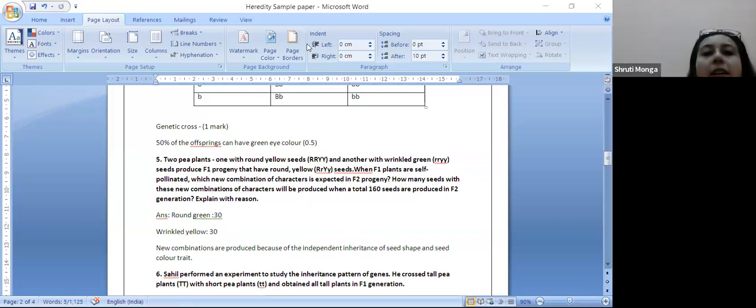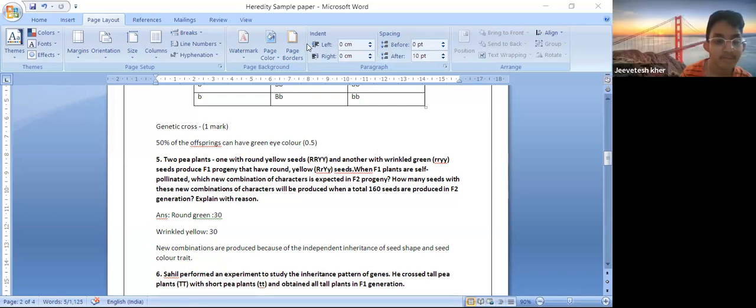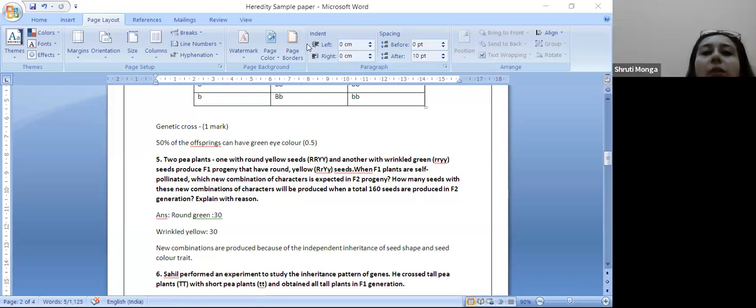Hriday, yes, but you have written the ratio incorrect. It should be 9:3:3:1. Okay, not 1:3:3:9.